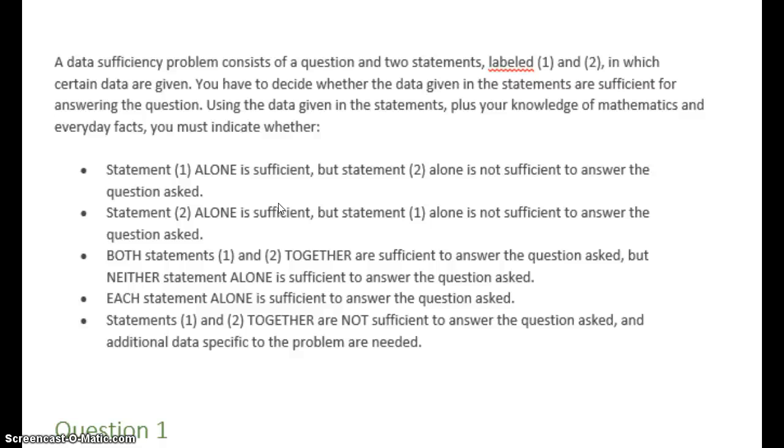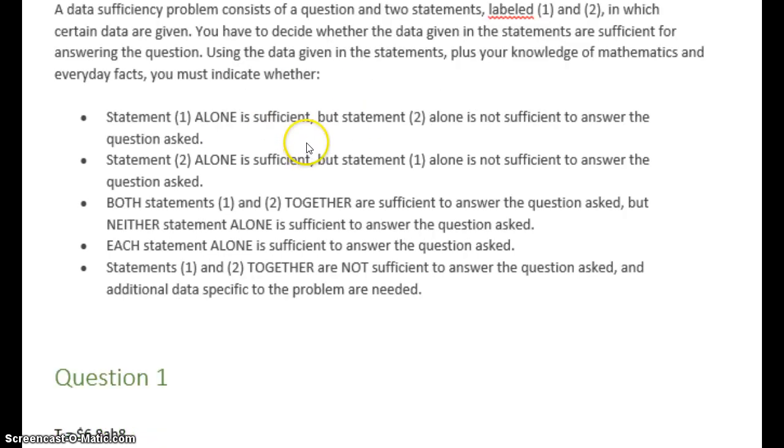D, if either of the statements can be used to answer the question. And finally, E, if both statements taken together are still not sufficient to answer the question. Okay, great. So let's start with the first question.